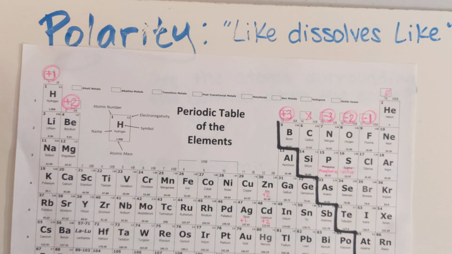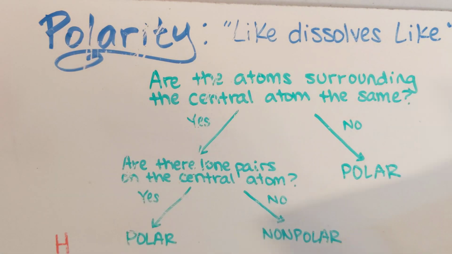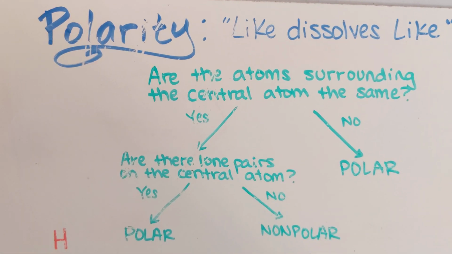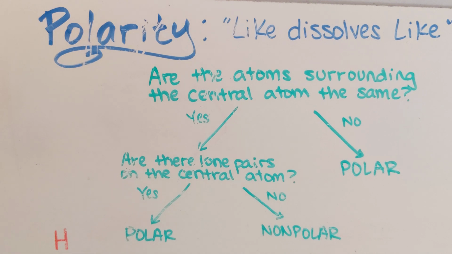But what if it's a molecule? It becomes a little bit different, and I pretty much just rely on this flowchart. It works pretty much all the time. So this is what I rely on all the time. Just two questions. Are the atoms surrounding the central atom the same? And are there lone pairs on the central atom?